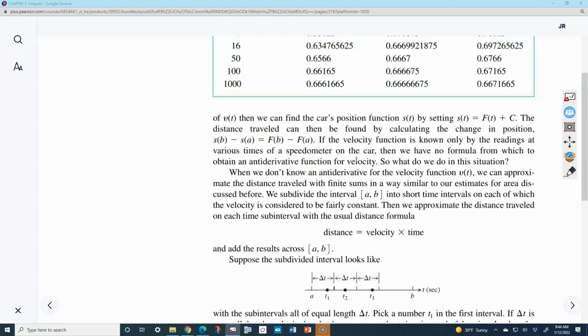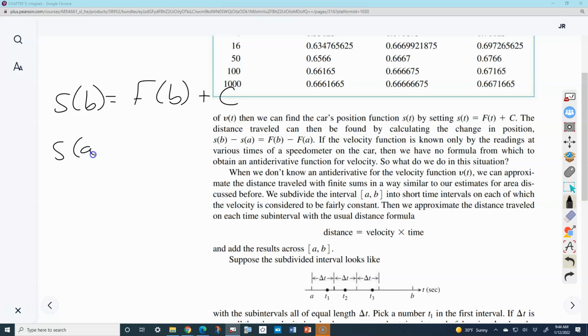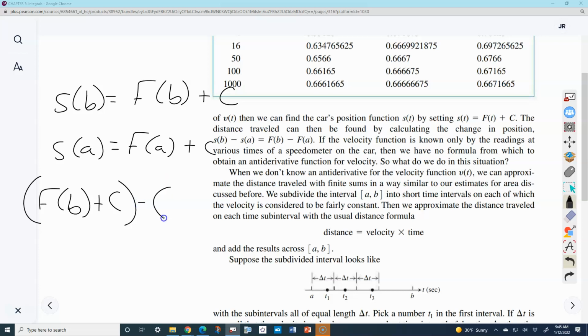Because in each case, if I take s of b, it's going to be f of b plus c, and I do s of a. You don't have to write this down. It's going to be f of a plus c. And then if I take the difference in these two things, it's going to be f of b plus c minus f of a plus c.